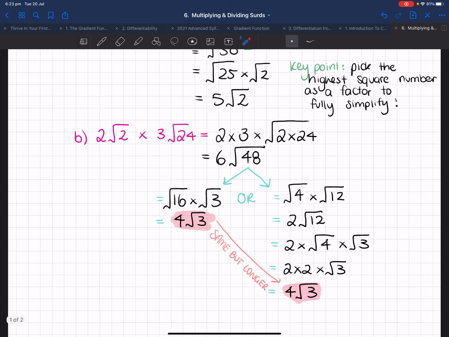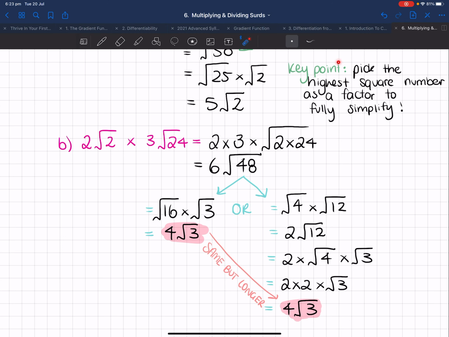This is an example which will point out to you what I was talking about. So here we've got two surds multiplying together. Remember, you multiply the things that are the same. So that's why we multiply the 2 times the 3, because they're at the front of the surds. Then what we want to do is multiply the numbers underneath the surds together. So 2 times 3 becomes 6, and 2 times 24 becomes 48.